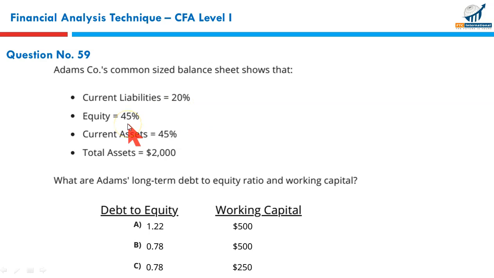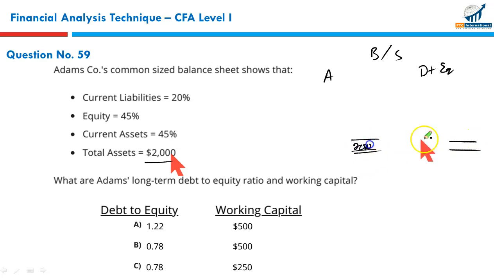This is a good question requiring some computations. Equity is 45% of your total balance sheet. 20% of your total balance sheet is debt and equity, 45% of your total debt and equity, 45% of your total assets. This is already given. So the best approach to do a question like this is just to construct the balance sheet in numbers. Our total assets, this is your asset side, this is your debt and equity, called liabilities and equity. The total is $2,000. This is a very handy approach to find unknown numbers.